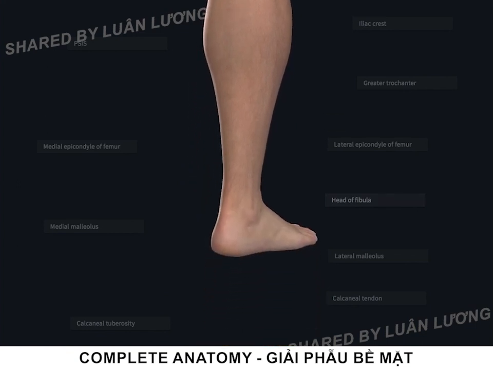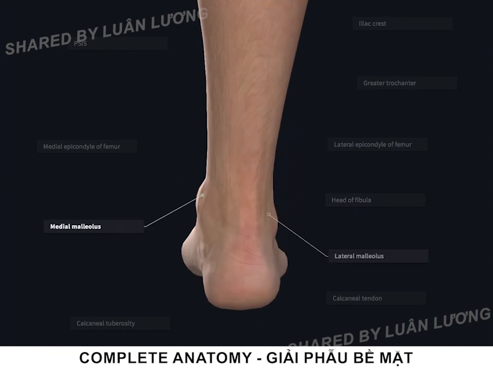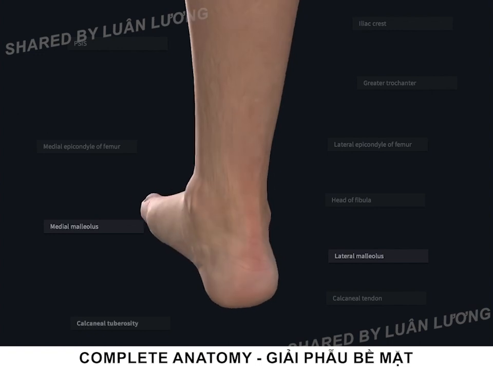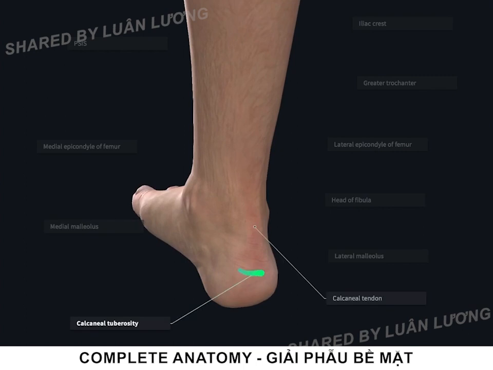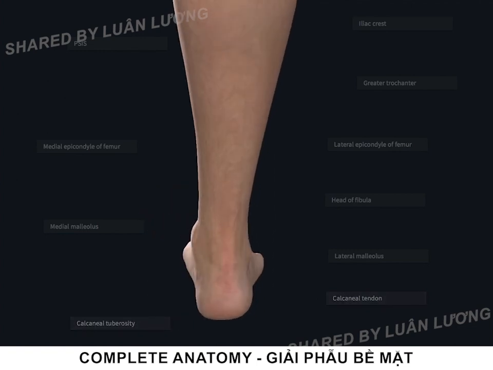Near the ankle, a physician will be able to palpate both the medial and lateral malleoli, which are going to be the inferior or distal extents of the tibia along the medial aspect and the fibula along the lateral aspect. Additionally, at the heel, they will be able to palpate or feel the calcaneal tuberosity, which is the inferior or distal attachment of the calcaneal tendon, which is the large tendon attachment of the gastrocnemius and the soleus.